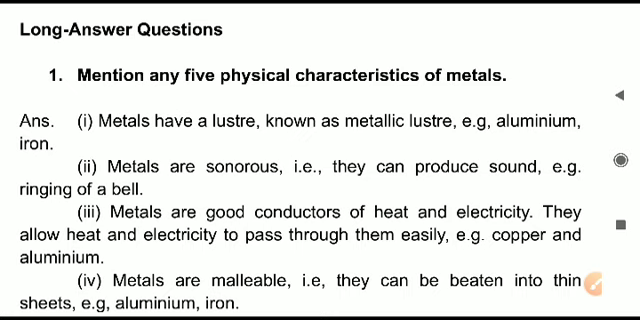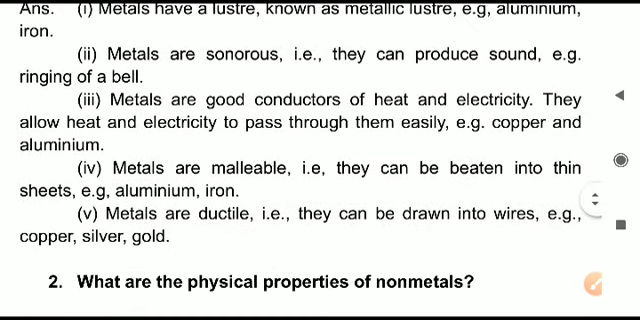Second, metals are sonorous, that is, they can produce sound. Example, ringing of a bell. Whenever you hit any object on the metal, they produce a sound like the ringing of a bell. So that is why we can say metals are sonorous. Third point, metals are good conductors of heat and electricity. They allow heat and electricity to pass through them easily. Copper and aluminum are used for making wires. Heat can be transferred, that is why different utensils are made of copper.